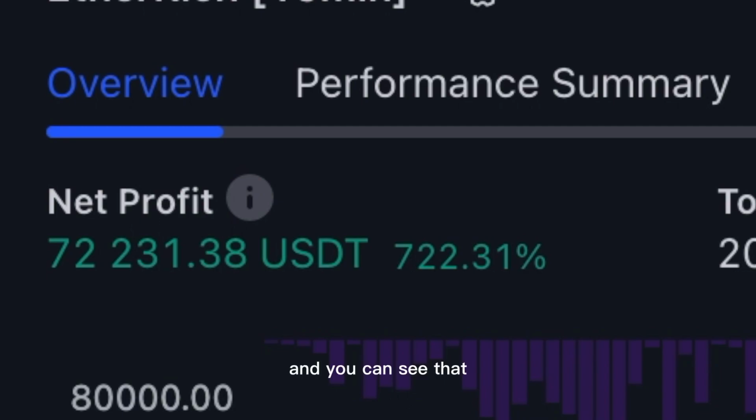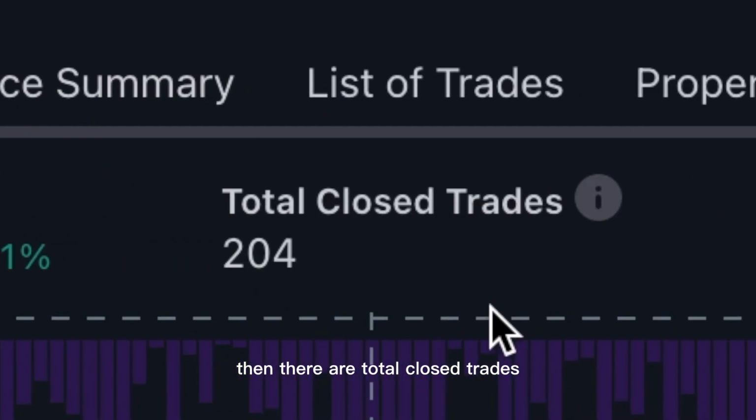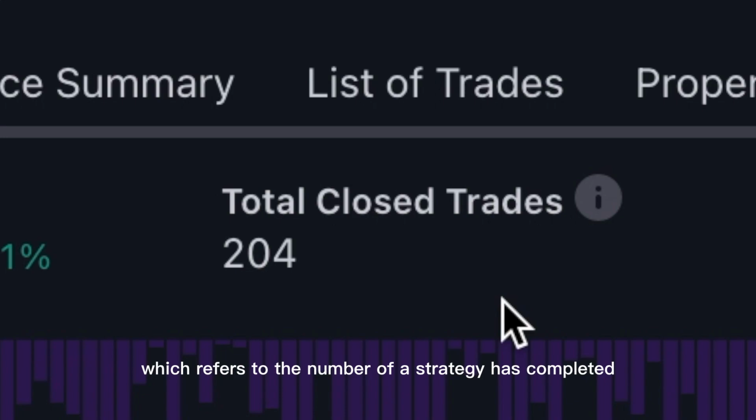And you can see that this strategy has achieved more than 720% profit in this year. It is a very excellent result. Then there are total closed trades, which refers to the number of trades a strategy has completed from the start of backtesting to the present. The more trades a strategy is backtested on, the more convincing it can be, and chance will be less. And this strategy has made 204 trades this year.